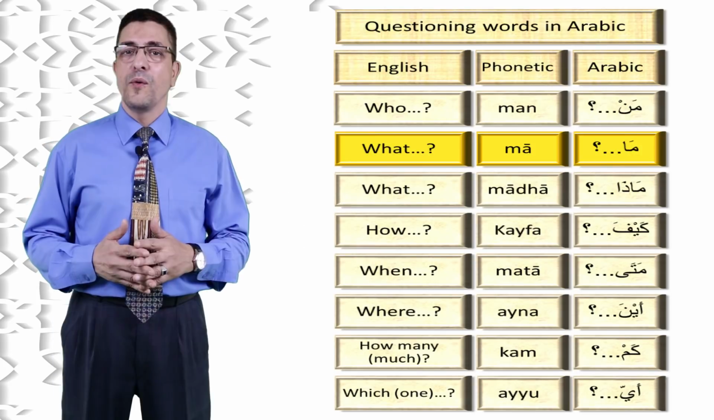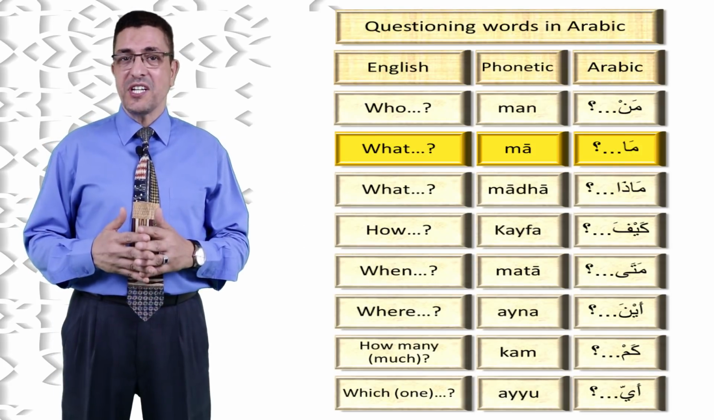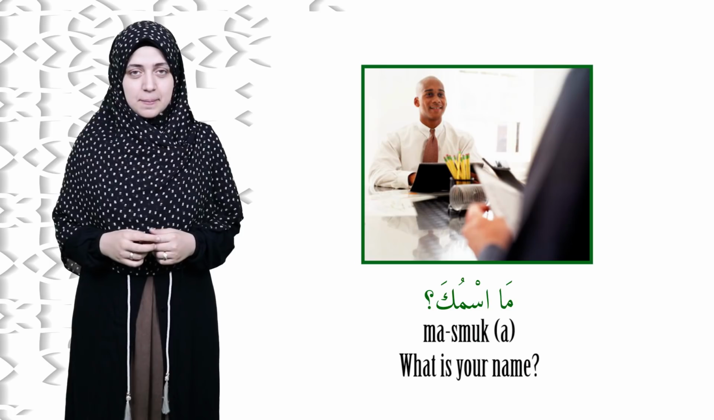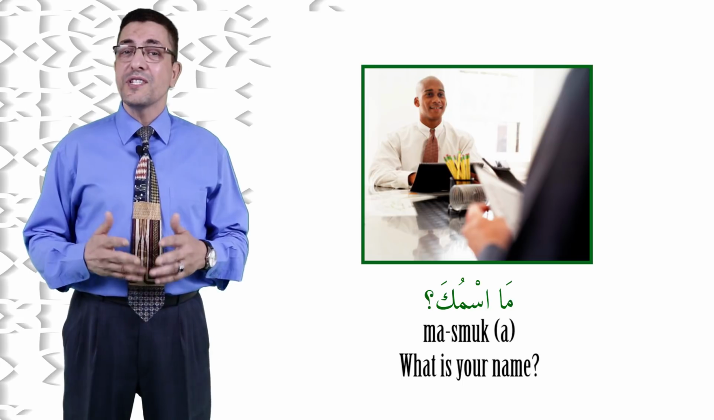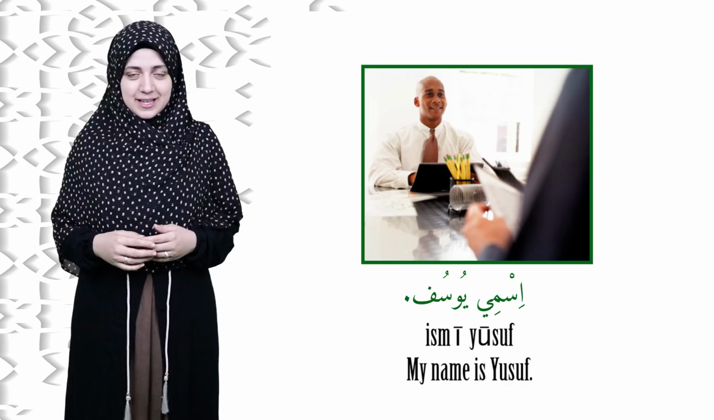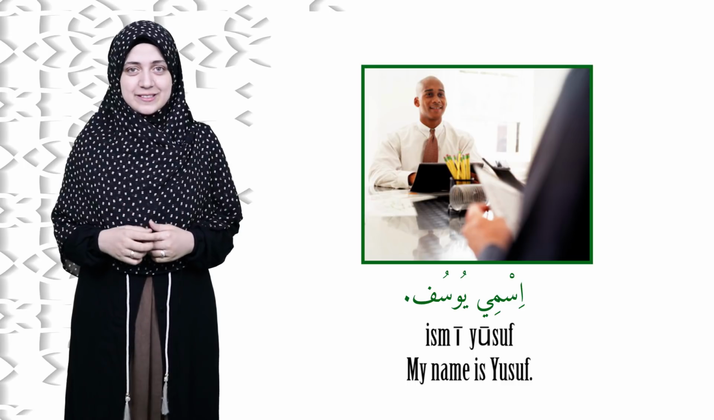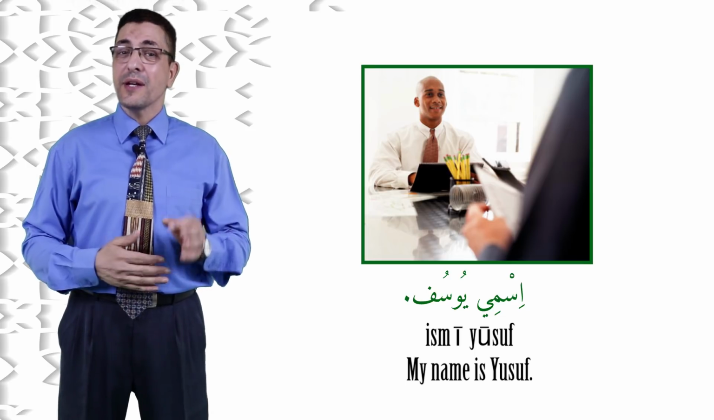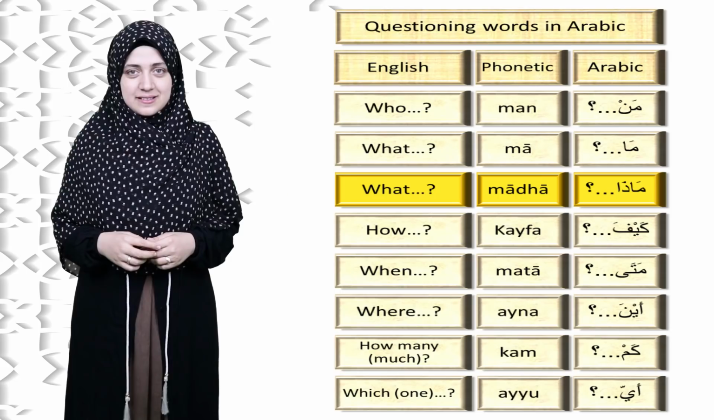Another questioning word. ما. What? ما is a questioning word used to ask about things or actions. Example. ما اسمك؟ What's your name? And the answer. اسمي يوسف. My name is Yusuf.